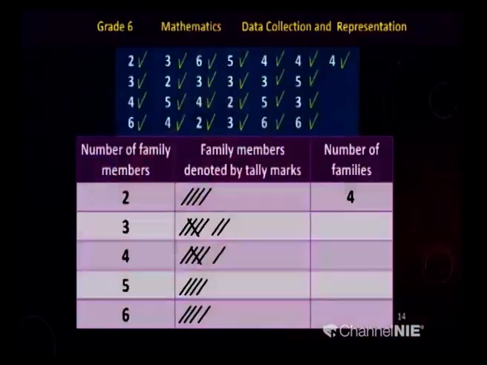Then we move to the next column, that is the number of families. We will see. So, now it is very easy to count. Now tell me the number of family members, 2. So, that is 4. Then next one, 3 members in the families. How many families consist of 3 members? We will see, that is 5 plus 2 is 7. Then next one, the number of family members is 4. How many families are there? That is 6. 5 plus 1, it is 6.